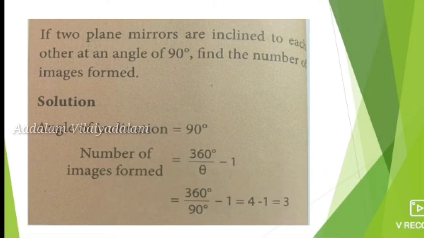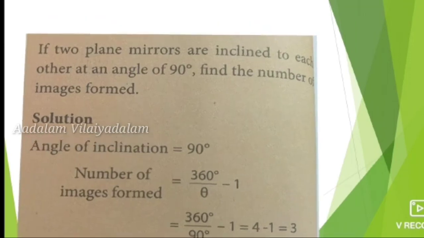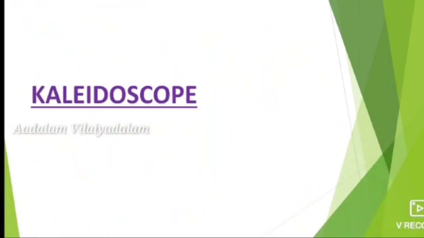And students, there is an activity for you. If you place the mirrors with an angle of inclination of 45 degrees, how many images are formed? Calculate using this formula. Afterwards, you will forward the answers to me.